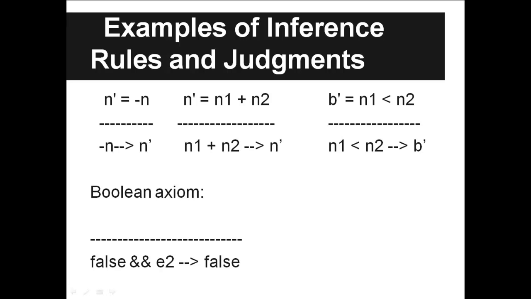In the third one, we see a combination of booleans and numbers in the inference rule, where the premise holds that b prime equals n1 less than n2, and the conclusion holds that n1 less than n2 will evaluate to b prime. Lastly, we have a Boolean axiom, where the conclusion holds that false and e2 will evaluate to false, which is an example of short-circuiting, which you may find in another student group's video.